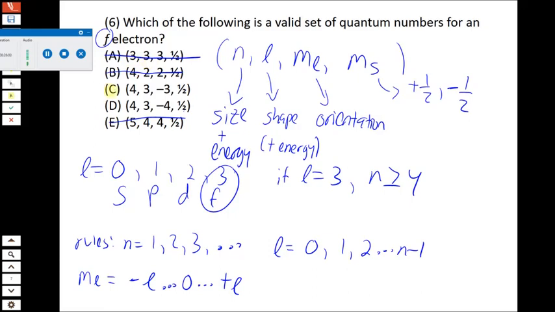And then finally, to distinguish between C and D, we need to think about m sub L. So the allowed values for m sub L is going to be, again, minus L to plus L. So it's going to go minus 3, minus 2, minus 1, 0, 1, 2, and 3. Those are the 7 allowed values of m sub L for an L equals 3 subshell. And D has the wrong m sub L value. So the only one where everything follows all the rules is choice C. n equals 4, which means L could be 3. If L equals 3, minus 3 is a valid number for m sub L. And then m sub S plus 1/2 is no problem.